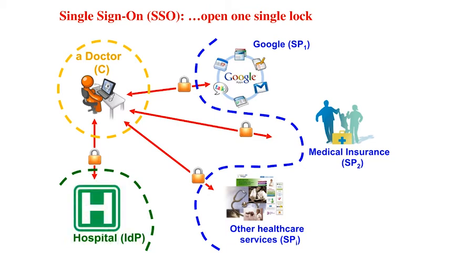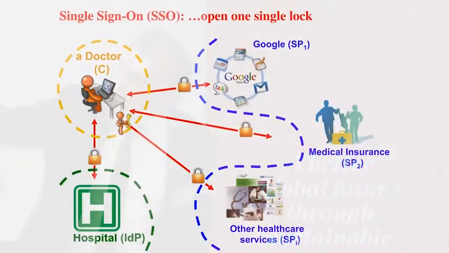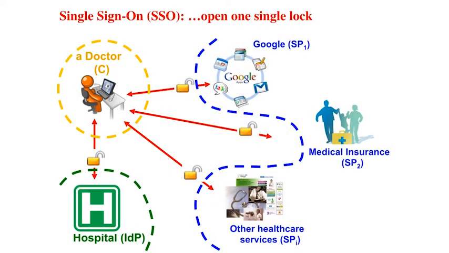This is not different from every time we cross a border. Why are we allowed to cross a border? Because we have a passport which has been issued by a government, and other governments recognize the authority of our own government, right? And they let us through. So Single Sign-On is a protocol that simply allows you to log in to your identity provider, and by doing that, magically open all the other locks.